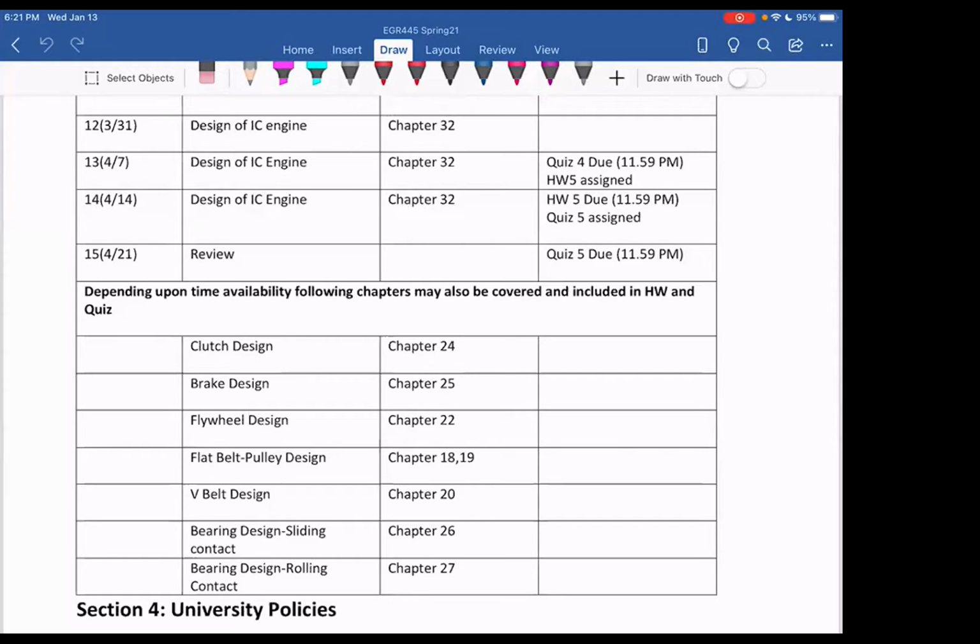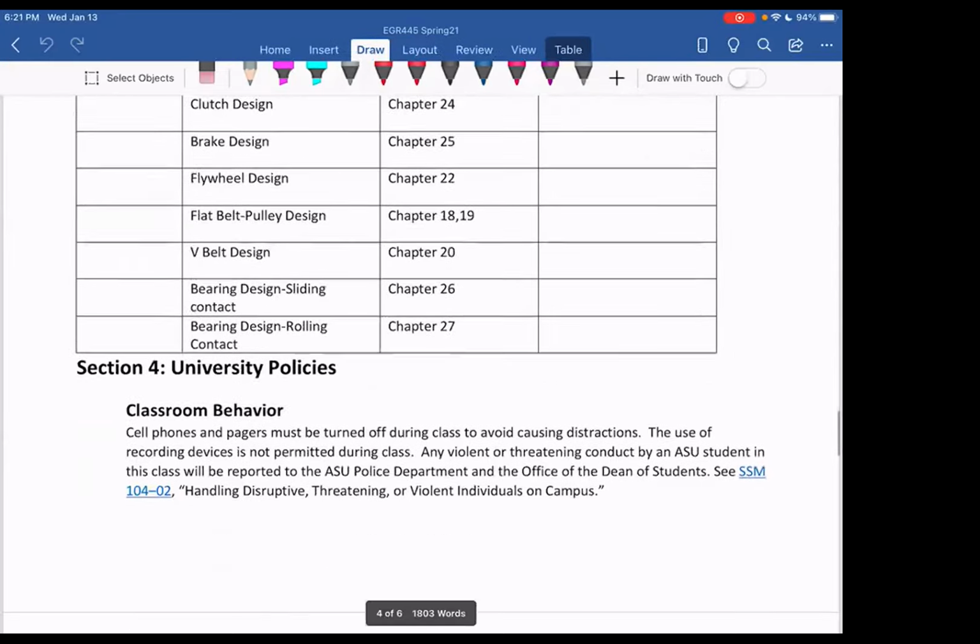Some of these systems you might have seen throughout your engineering curriculum, or if you are working, you might have seen these in industry. And we will talk about how to design different types of systems.